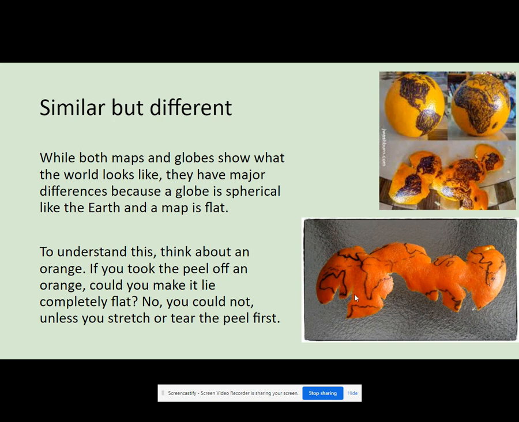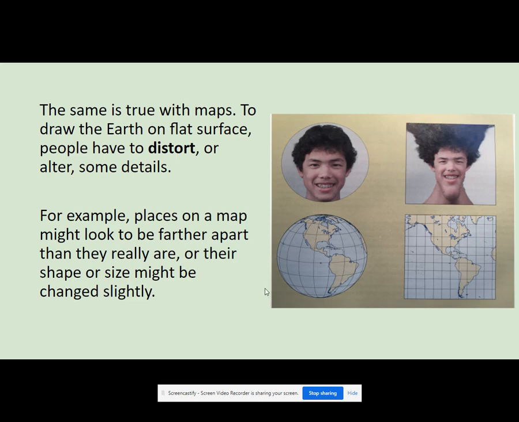So as you can see, they took it and they tried to lay it flat and they had to stretch and tear some pieces. And it changed the way that the earth looks. And this is the same for maps. So in order to draw the world on a flat surface, people who make maps have to distort some of the details on the earth. And to distort means to alter. So all maps are a little distorted just because they are taking a round object and making it on a flat surface.